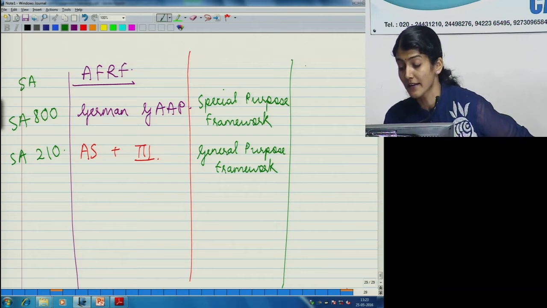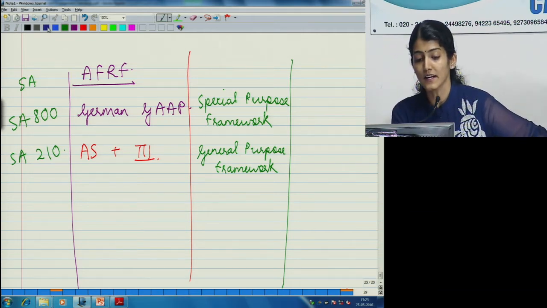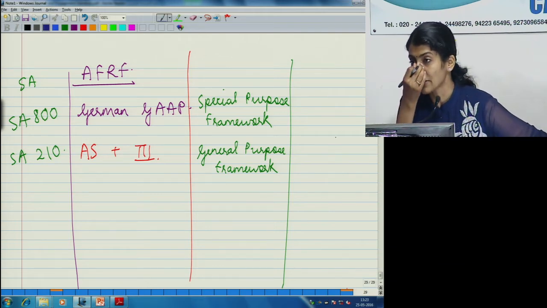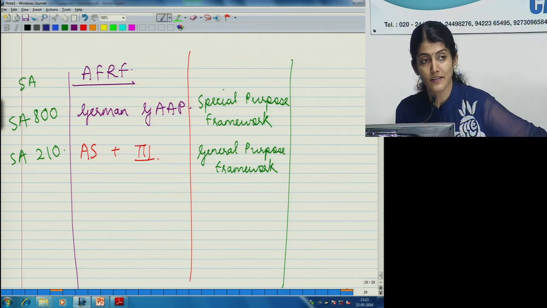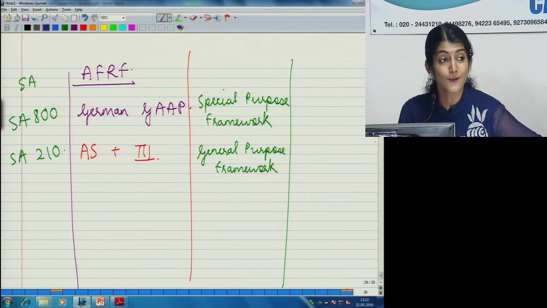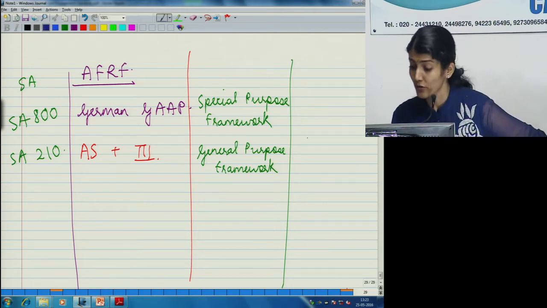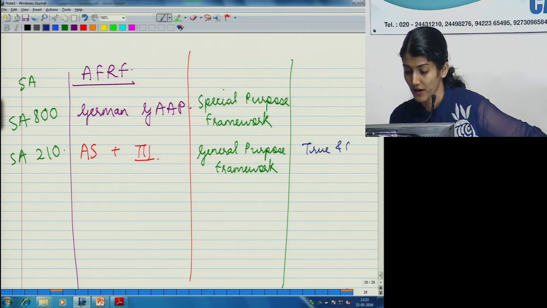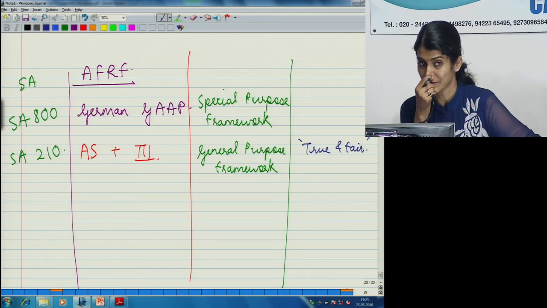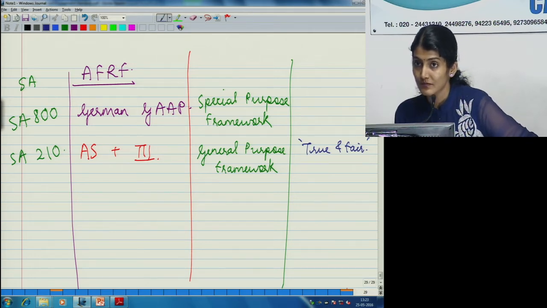Now see, for accounting standard Schedule 3, how will you express an opinion? That's the AFRF. For accounting standard Schedule 3, what phrase will you use for expressing an opinion? True and fair, no? For German GAAP, can you say true and fair? No, true and fair has been reserved, na?